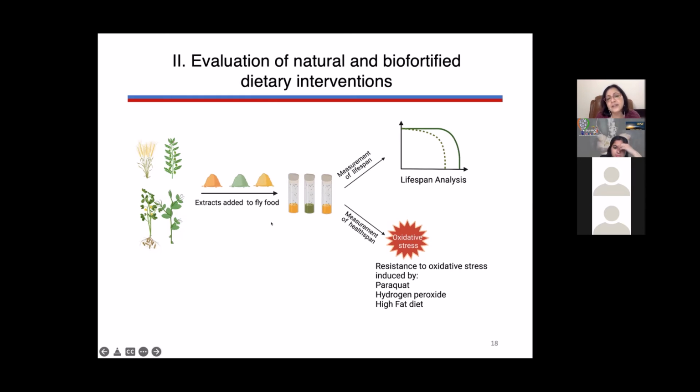So we are actually screening a lot of these naturally available medicinal extracts to find out which ones increase lifespan. Then we are also testing whether they can increase healthspan by exposing fruit flies to oxidative stress, and then testing whether changing their diet using these interventions can improve their ability to survive under harsh conditions, in high fat diet or in oxidative stress induced conditions.